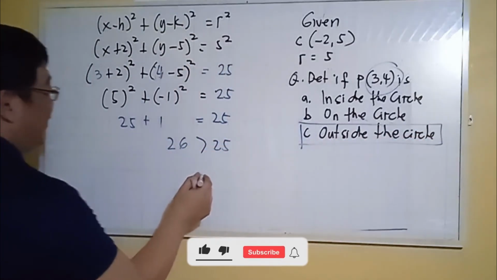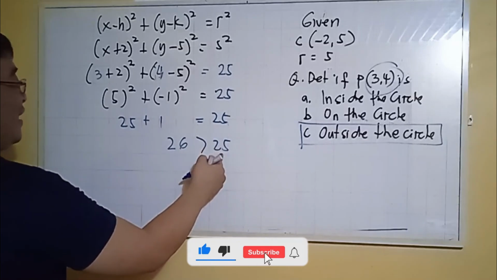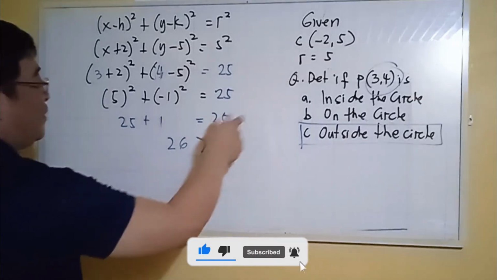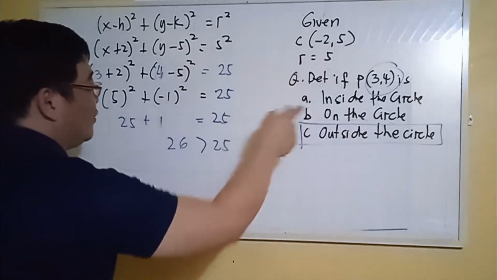Halimbawa, kung mangyayari dyan, kung magiging less than inside the circle, pag equals to 25 on the circle.